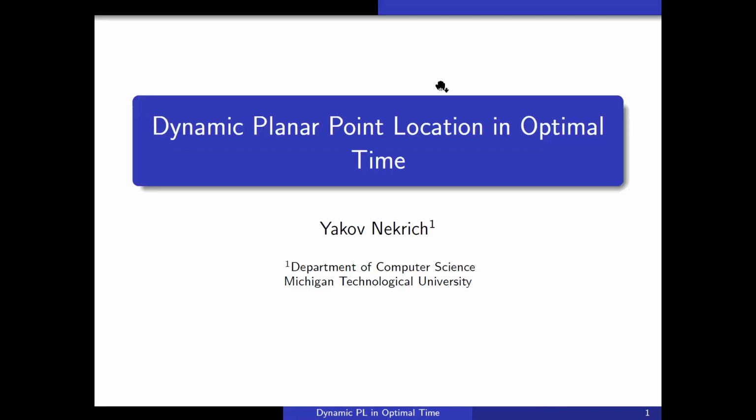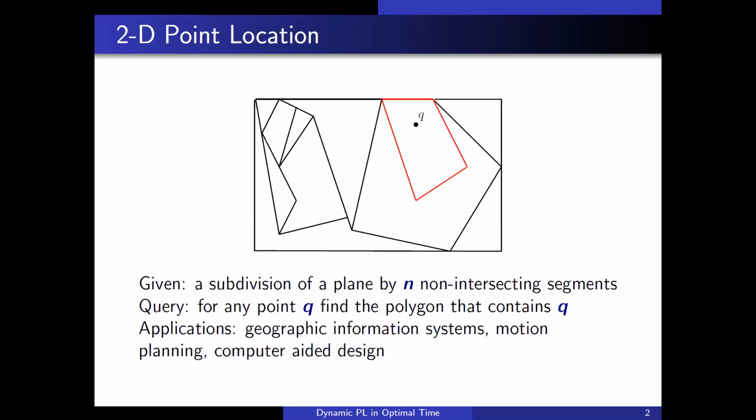In this talk, I will describe an optimal logarithmic time data structure for the dynamic point location problem. In the point location problem in 2 dimensions, we're given a set of n non-intersecting segments, which divide the plane into a subdivision. And when we're given a query point Q, like this one, we want to identify the polygon that contains the query point Q. So in this example, it will be this red polygon.